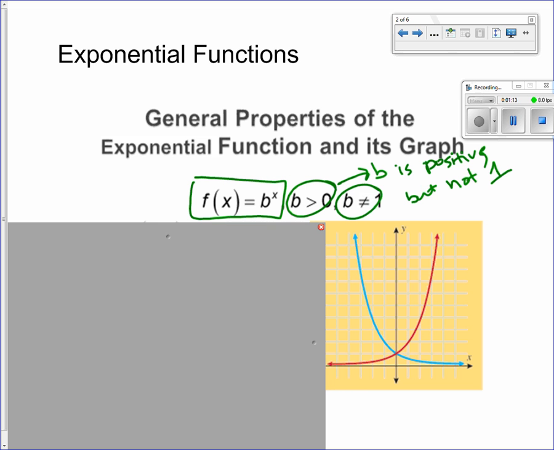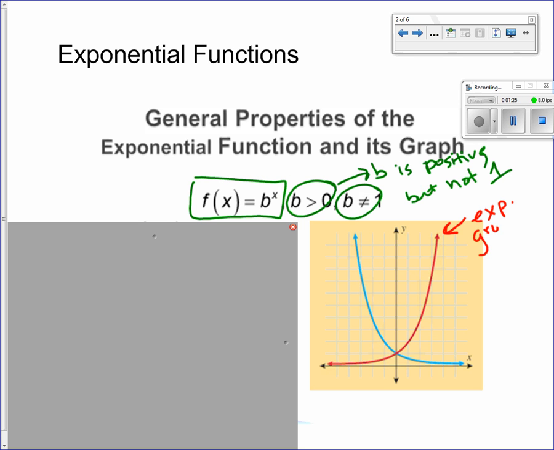And over here is a quick sketch. Here are two exponential functions. There's one in red and there's one in blue. You'll see that the red one is increasing. We call it exponential growth, abbreviating exponential. And then the blue one is decreasing. We call that one decay.